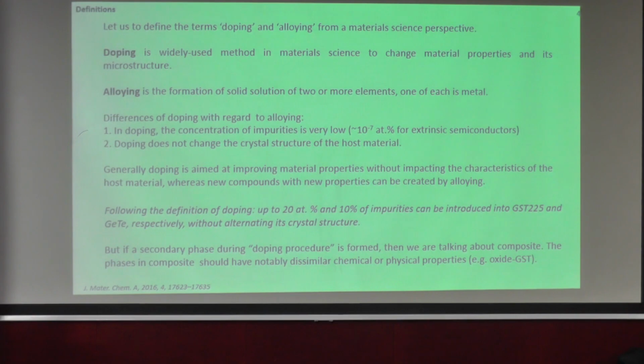So if you introduce several percent of impurities into your material, this is already like an alloy, because the impurities will take some sites in your material, and then it's already not doping. This is more like alloying.